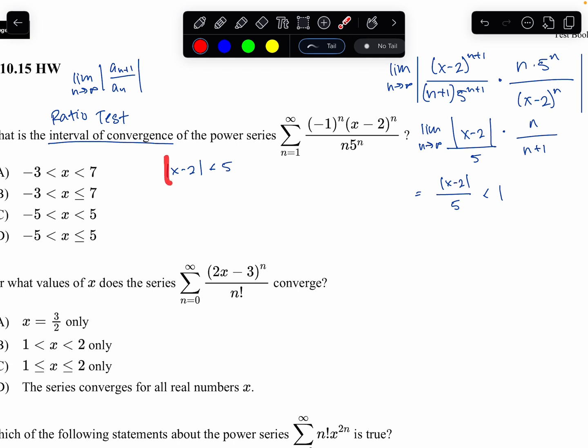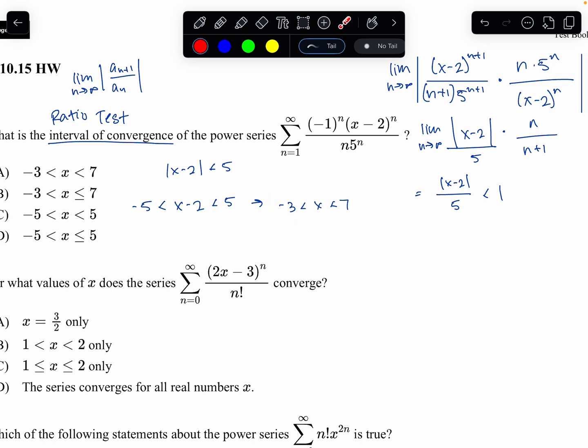I'm going to drop the absolute value signs and make it x minus 2. But that also means I'm going to make it a compound inequality and add negative 5 over here. So negative 5 has to be less than x minus 2, which has to be less than 5. Then I'm going to solve for x by adding 2 to all parts. And that's how I'm going to get my interval. So I get negative 3 is less than x, and that's less than 7. And so here's my interval of convergence.